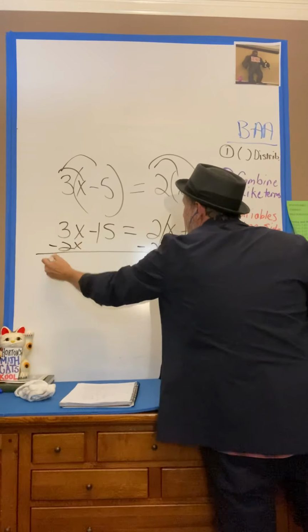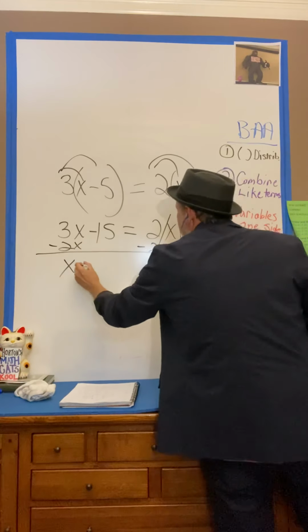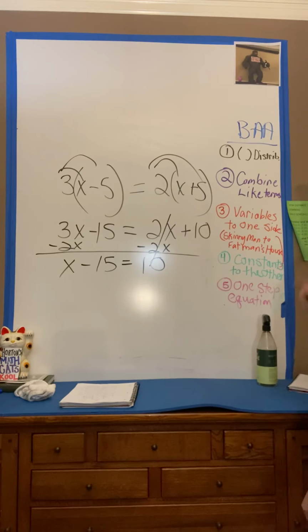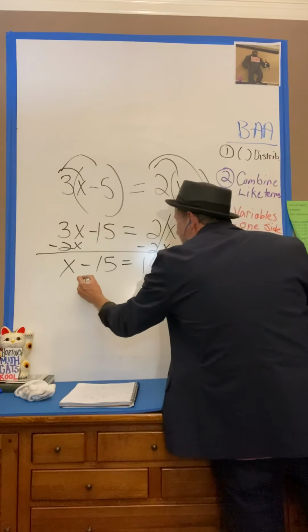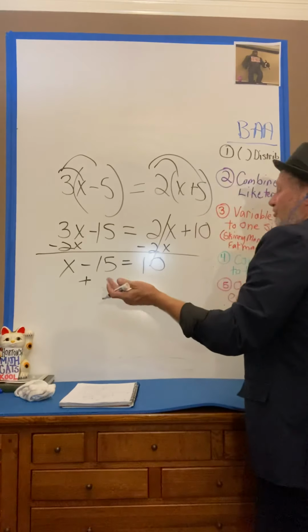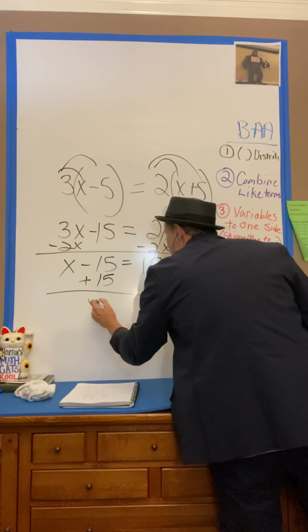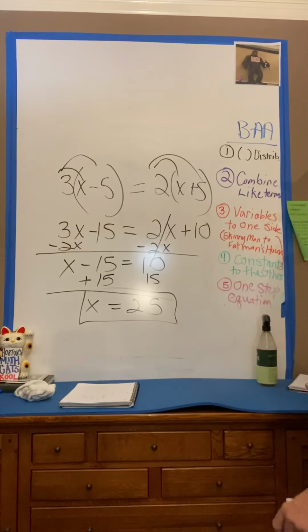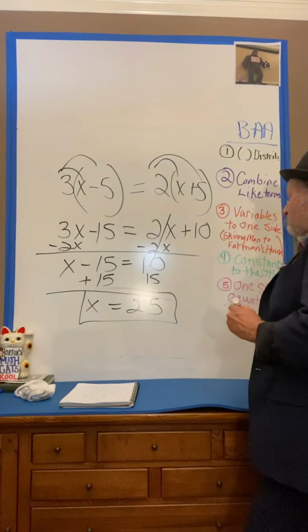Okay, positive 3x, negative 2x gives me positive 1x, minus 15 equals 10. Now, move the constants to the side opposite the variable. So basically, here's my x, so I'm going to move this 15 over. I'm going to do the opposite. Remember, you always do the opposite when you go across an equal sign. Plus 15, x equals 25. 10 plus 15 is 25. x equals 25. Not too bad.